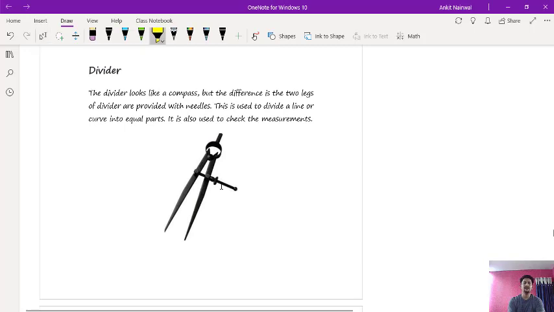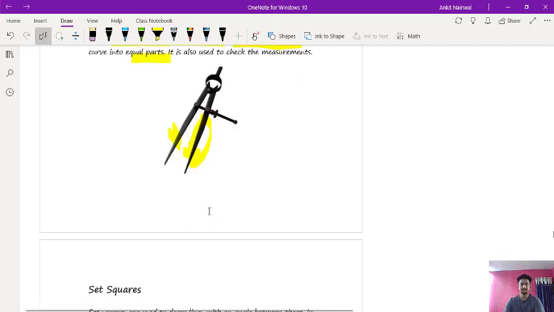Divider. The divider looks like a compass, but the difference is the two legs of the divider are provided with needles. This is used to divide a line or curve. The difference between divider and compass is that in a compass a pencil may be attached here, and it has only one needle leg, but in the divider both legs are needles. Two legs of the divider are there.